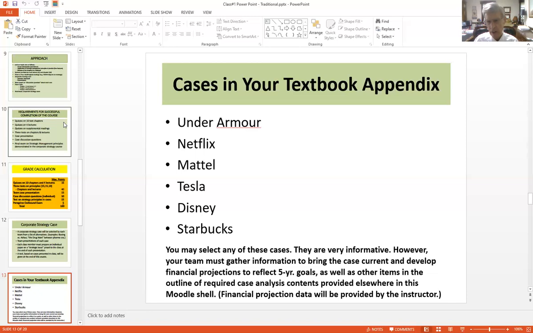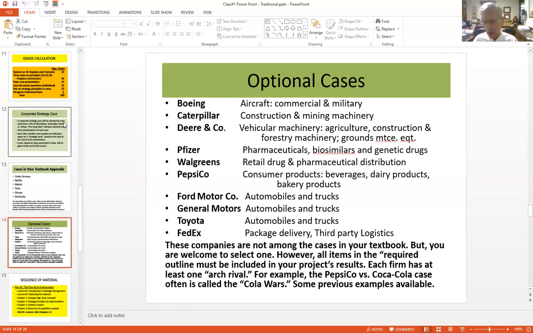In any event, the textbook serves up quite a bit of stuff for you. The cases are very well written. The problem is that their scope is fairly limited, and they don't include a lot of industrial cases, big corporation cases. So this is a list of cases that teams in my classes have done over the years.